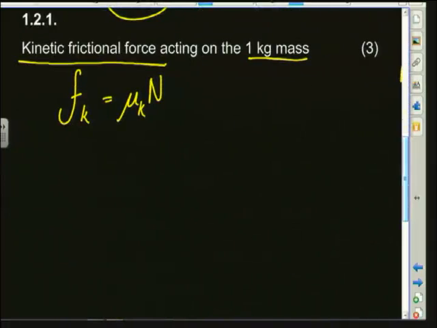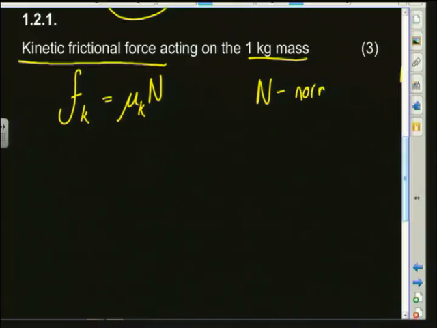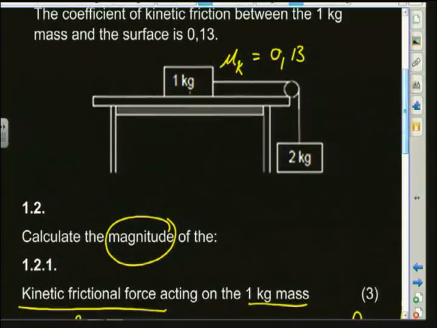If kinetic friction is what I'm looking for, mu k is 0.13, so the issue here is what is N? Now remember, N is your normal force, and if we look at my diagram, the normal force is the force that acts upwards. We like this question because the normal force is nice and easy to calculate. It's simply an object sitting nice and flat, no forces at angles. The force is horizontal. Nothing's affecting the normal force except the force of gravity.